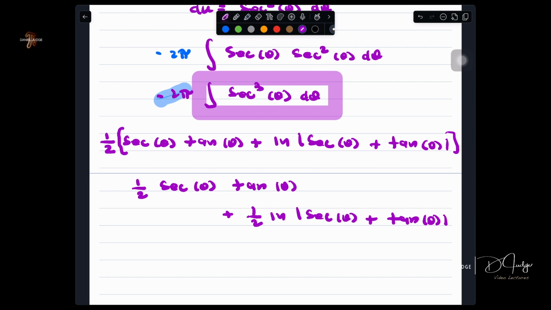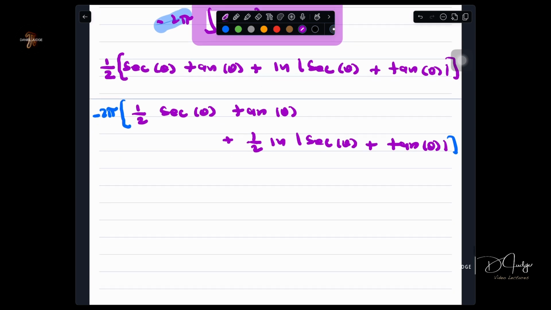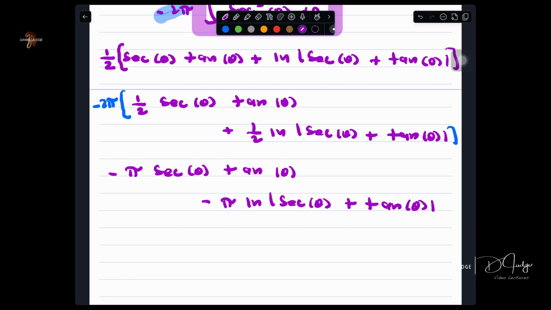Negative 2 pi. So you're going to end up with negative pi secant theta tangent theta minus pi natural log absolute value of secant theta plus tangent theta.